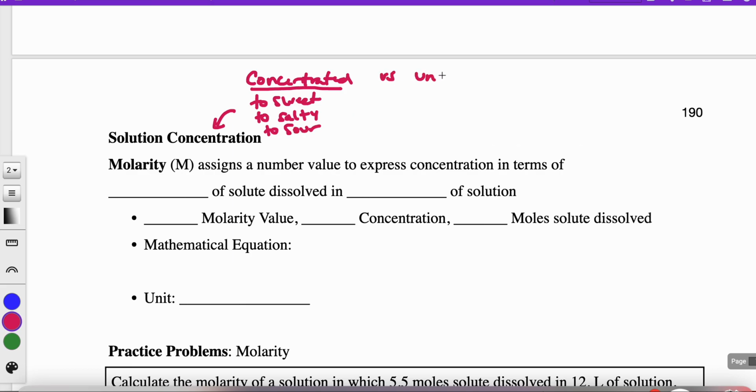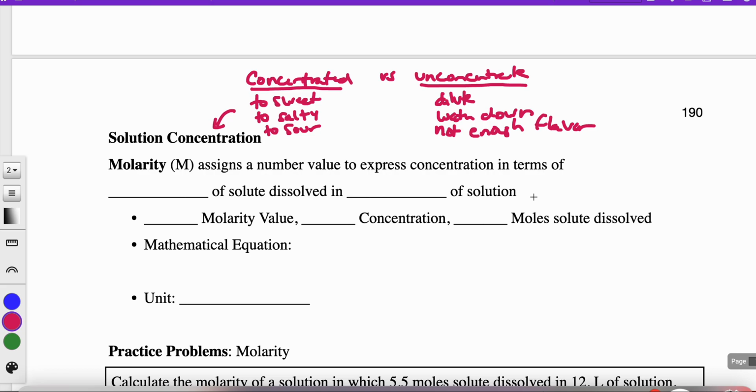Versus if it's unconcentrated, we might say it tastes dilute, it tastes watered down, not enough flavor, things of those ideas. So if it's too sweet, too salty, too sour, there's lots of flavor for us. If it's unconcentrated, it's dilute, it tastes watered down, not enough flavor.